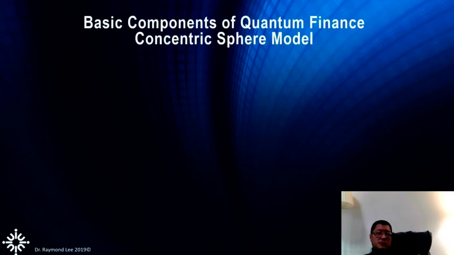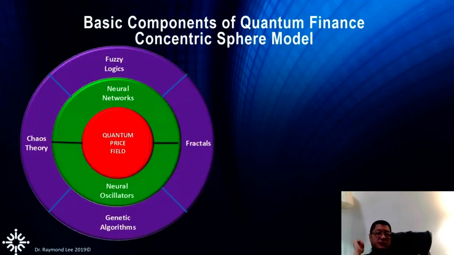So this part is a summary for this first chapter. The whole book will talk about the basic components and different subcomponents. It consists of this funny thing. At the center is the quantum field, the quantum price field. So we will talk about this first. And then we will talk about the neural networks and neural oscillator. And then we will talk about other AI modules, like fuzzy logic, genetic algorithm, chaos, and fractal. In fact, there are many others, but I don't want to put too many things into a single book.